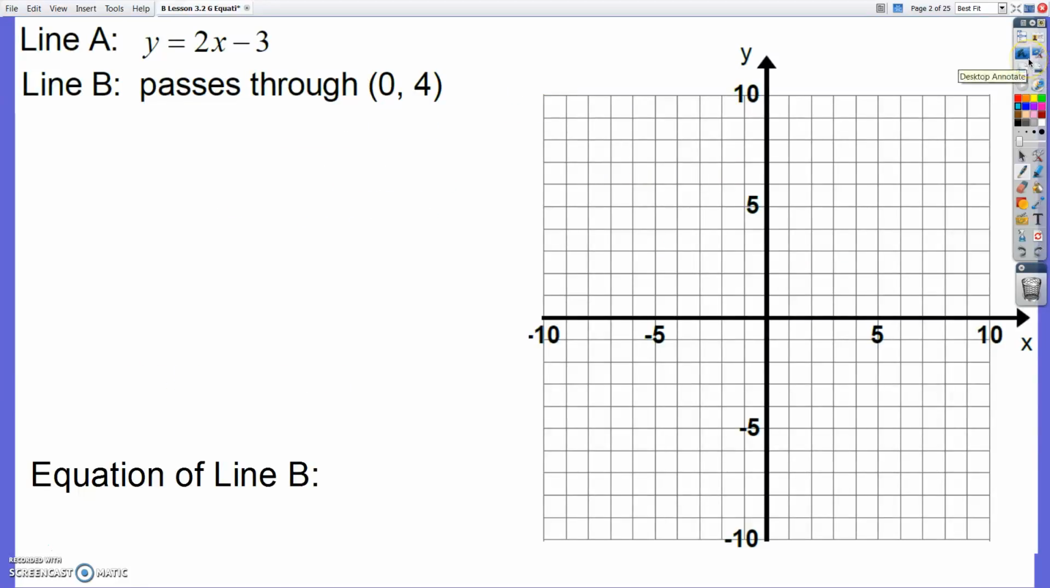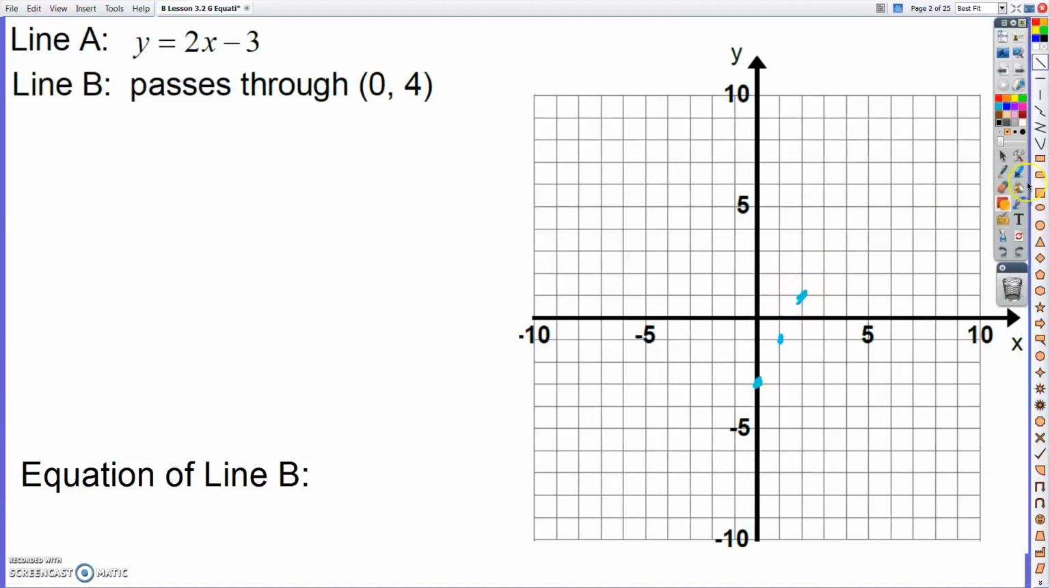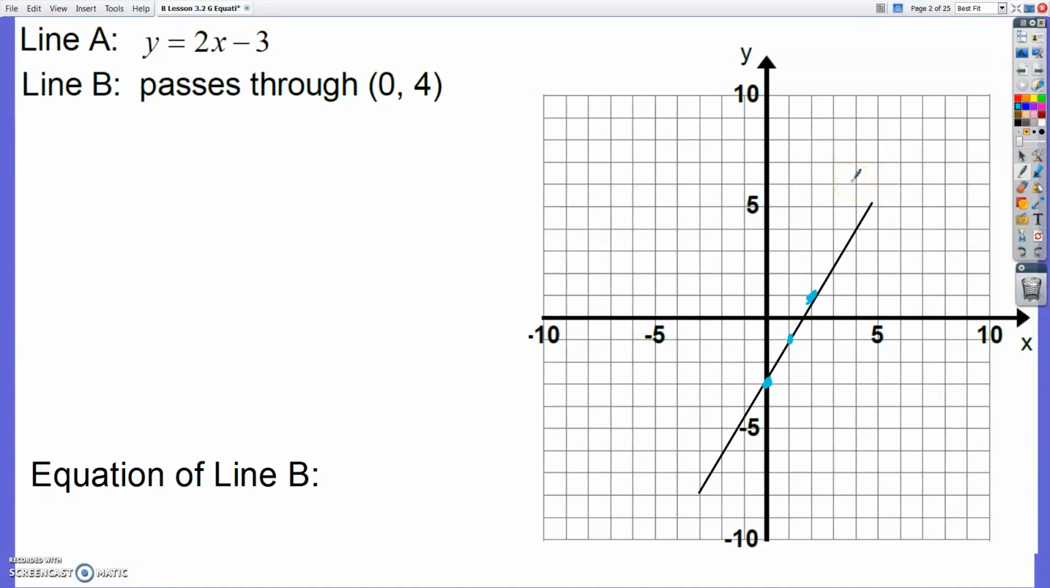So the first one is I have this equation y equals 2x minus 3. So if I just go to negative 3, 1, 2, 3, and I go up 2 over 1, up 2 over 1, and I have a line right here. Now the parallel line is going to have a different y-intercept. So I'm going to go ahead and plot this point at 0, 4. And right there, I already have my y-intercept.